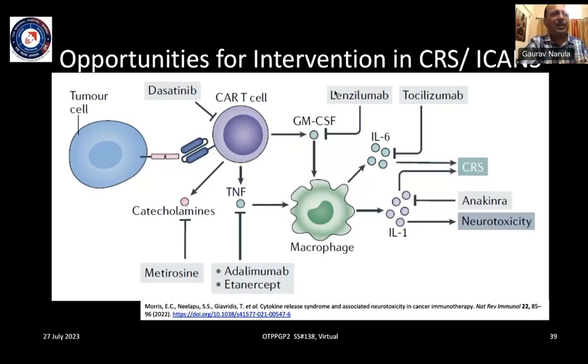But because we know exactly which cytokine is causing the toxicity, we have a way to intervene. With each one of these cytokines, we have an inhibitor available. The CAR-T itself can be inhibited by tyrosine kinase inhibitors like dasatinib. TNF can be inhibited by specific inhibitors, adalimumab and etanercept. Catecholamines can be inhibited by metyrosine. GM-CSF can be inhibited by lenalidomide. IL-6, we already know, can be inhibited by tocilizumab, and IL-1 can be inhibited by anakinra. So for each one we have specific treatment available, and that is why it is so important to know which one is elevated and what their roles are in these diseases.